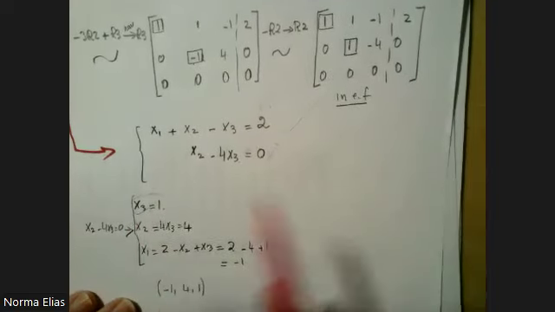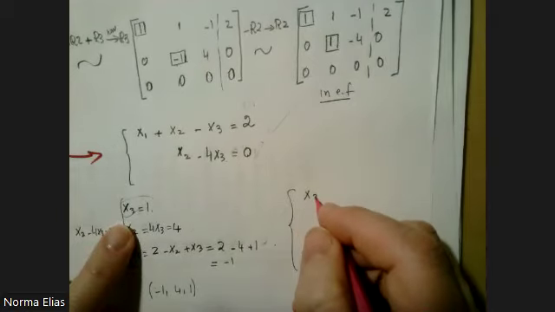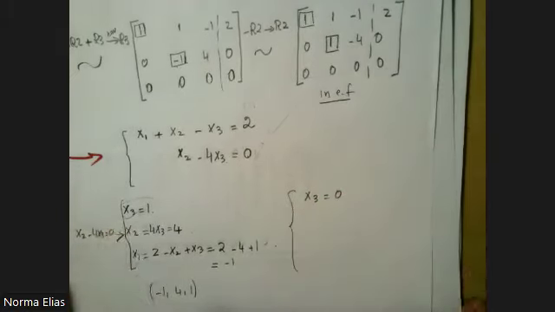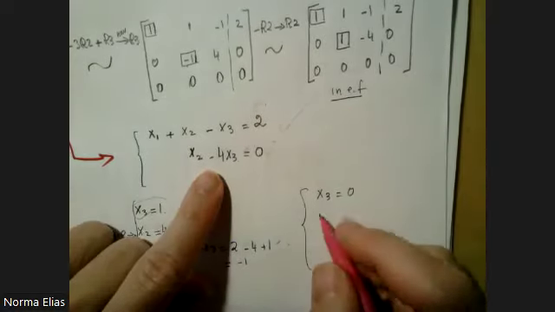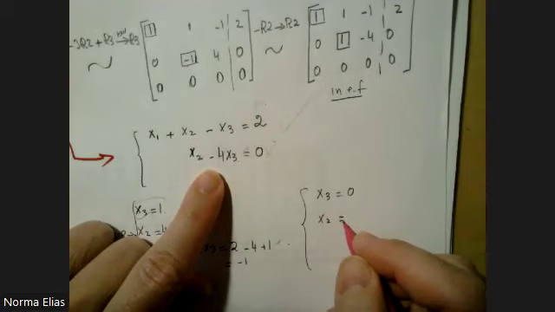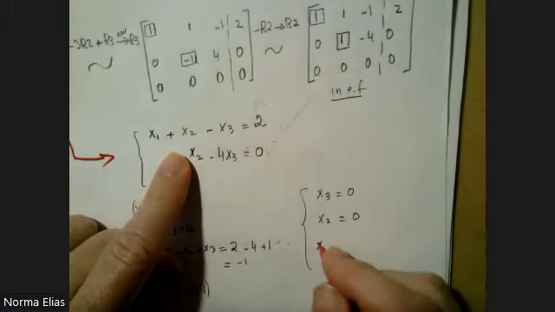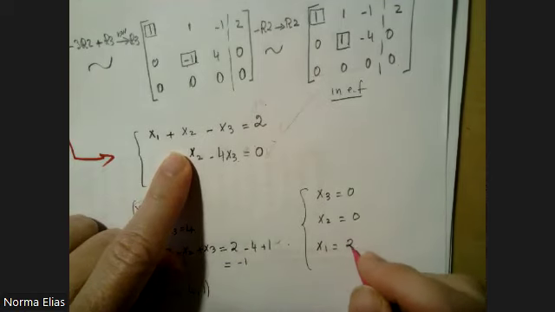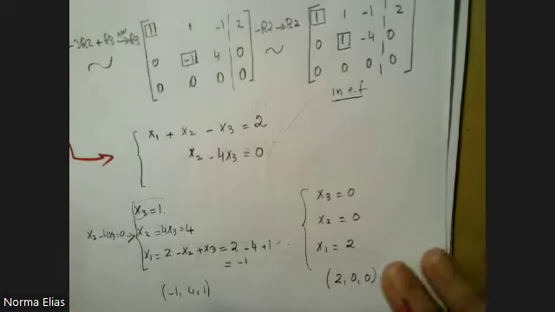Now, I don't have to give x3 a particular value. Suppose I said, okay, I want x3 to be equal to 0. I can do the same thing. I can do the back substitution. Then I can take x2 to be 0. And then x1 will be equal to 2. It means again 2, 0, 0 is a solution.